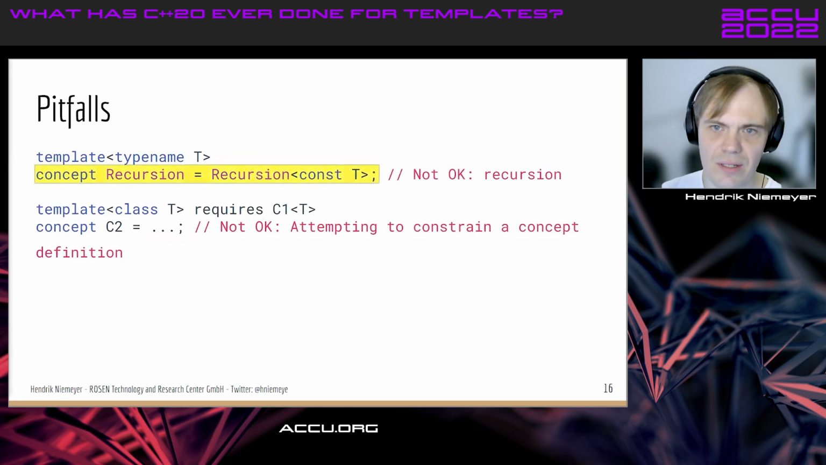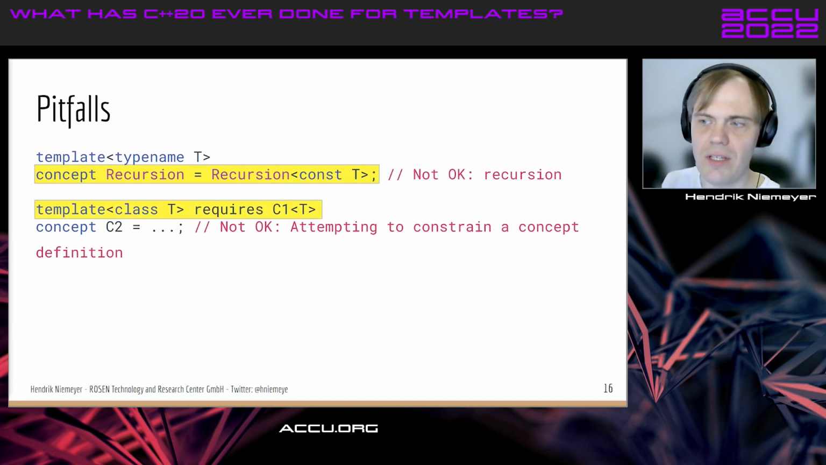So one is concepts cannot recursively refer to themselves. So here in this example, I have a concept recursion, which refers to itself. This is not allowed. And the second thing is concepts cannot be constrained by a requires clause.